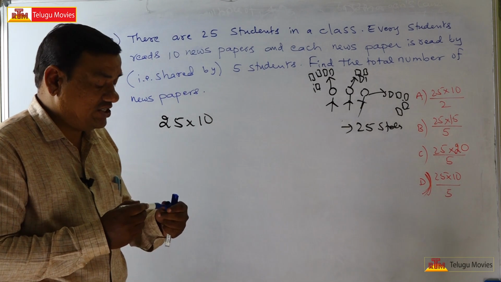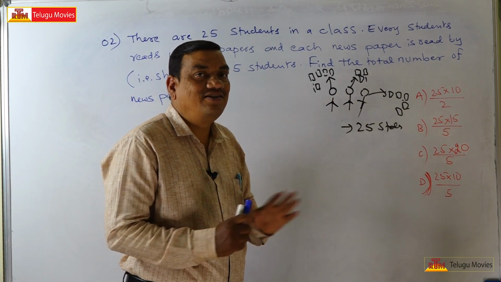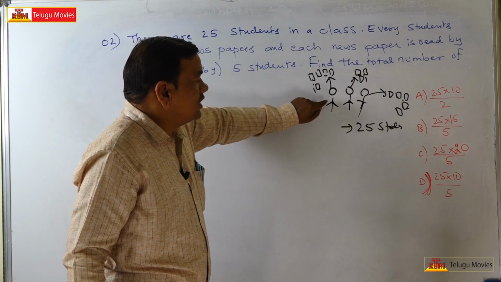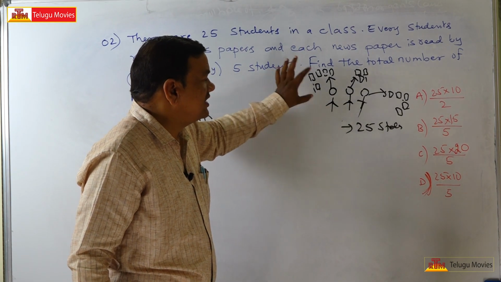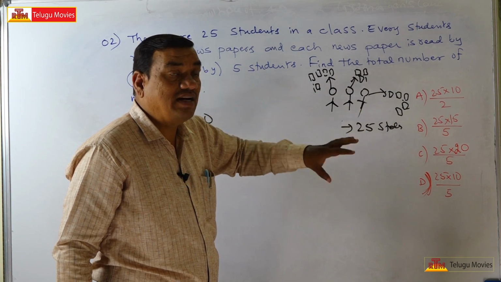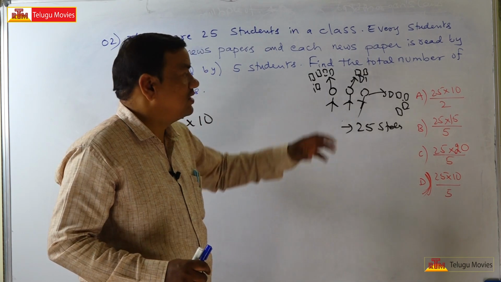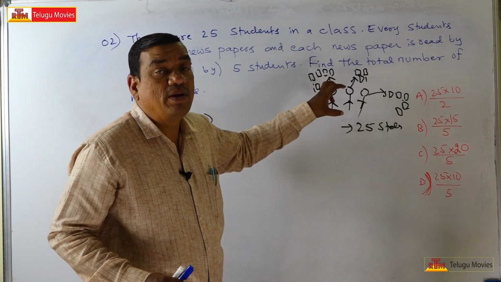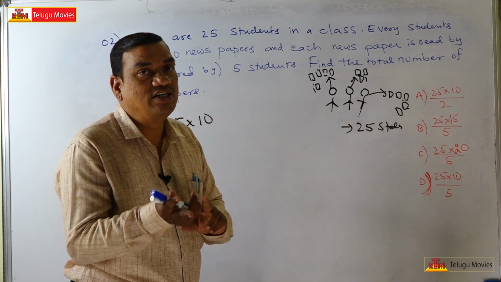Try to understand this. These are not disjoint sets. That means student A reads 10 newspapers and student B reads 10 newspapers, but they are not different. That means there are some newspapers which are read by both students.